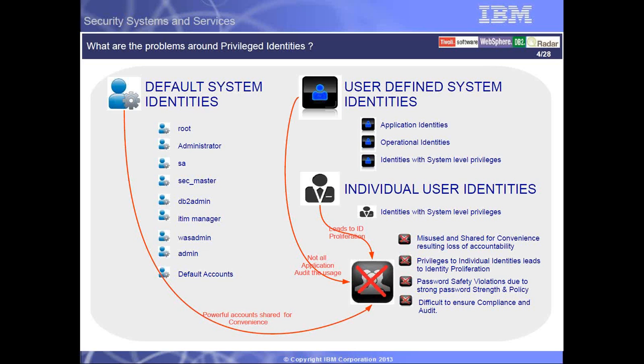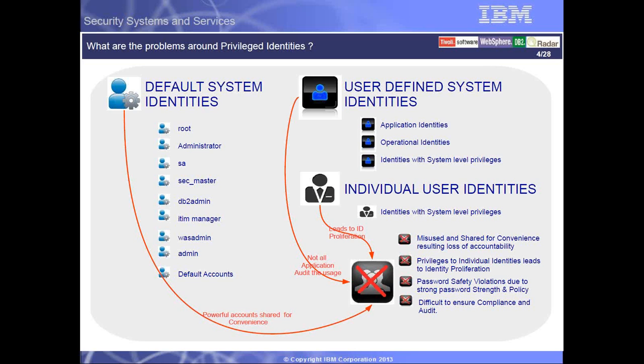Next, you have individual user identities. Yes, we are solving accountability, but we have a huge number of IDs out there, and generating and maintaining them leads to identity proliferation. So just to summarize, these IDs could be misused and shared for convenience, resulting in loss of accountability. Next, privileges to individual identities lead to identity proliferation, which is a cost, and there are some other points we'll discuss down the line. We have a focus slide on that.